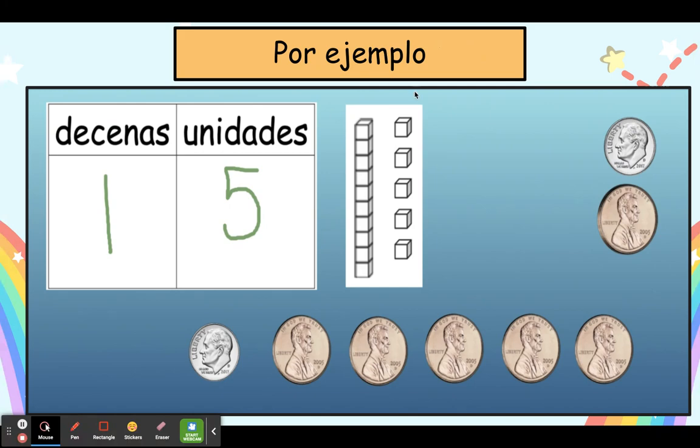Here's an example. So I have one stick and five ones, right? 1 ten and 5 ones. So I wrote 1 under my tens column and 5 under my ones column.